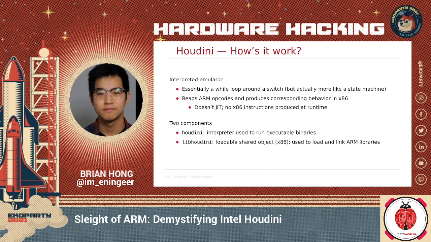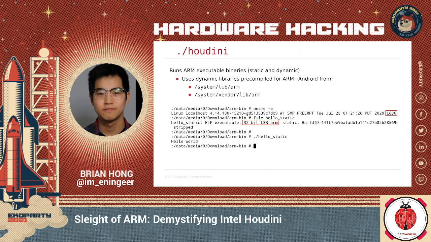The first of which, just called Houdini, runs ARM executables, both statically and dynamically linked. When running dynamically linked executables, it uses its own set of precompiled libraries for ARM Android, in addition to the x86 libraries needed by Houdini itself.